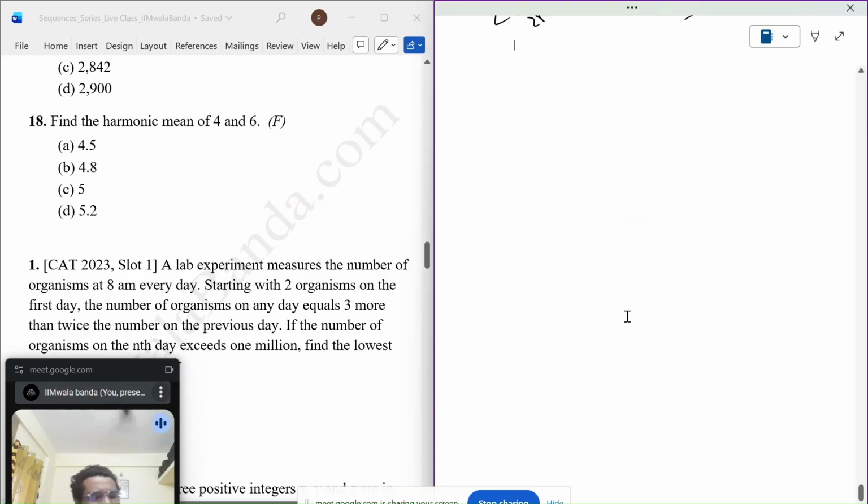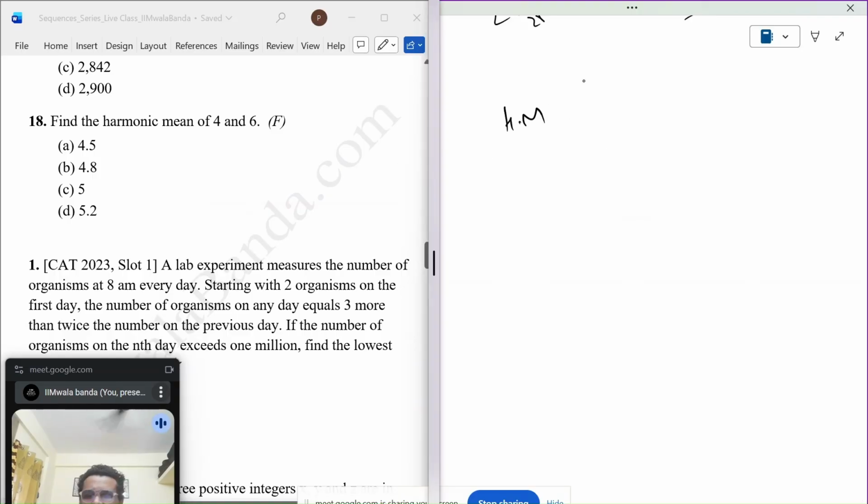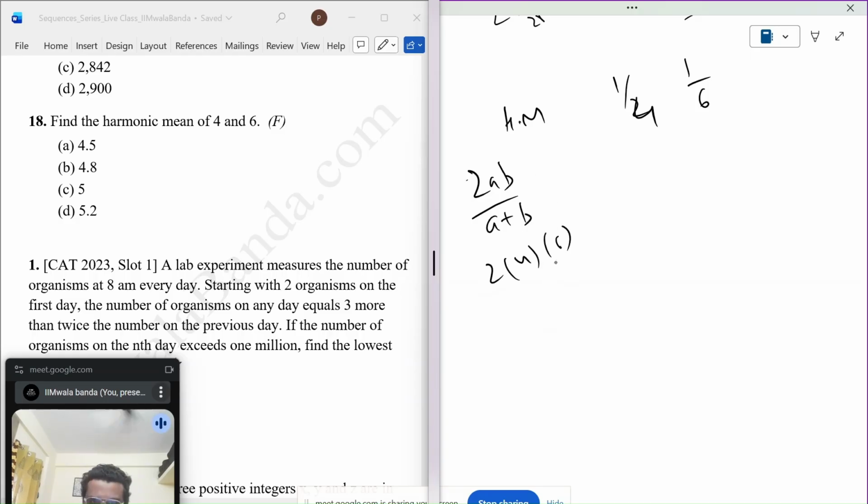Again, this is important because harmonic mean से मुझे कोई मतलब ही नहीं है. I'll always convert into arithmetic mean. So you want the harmonic mean of 4 and 6. I will find the arithmetic mean of 1 by 4 and 1 by 6. Always see it like that. Or in this case, because it's a very basic question, we have also learned 2ab upon a plus b. So we can directly do this also.